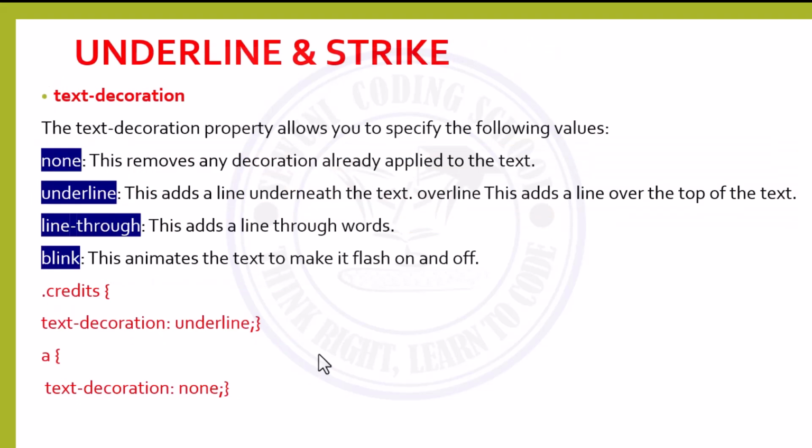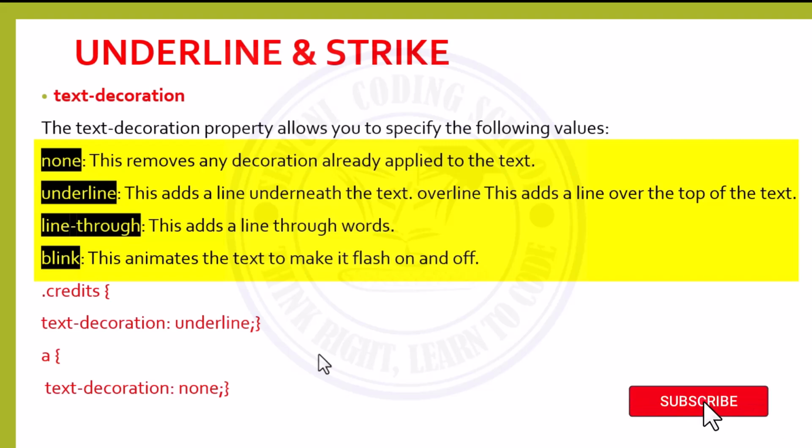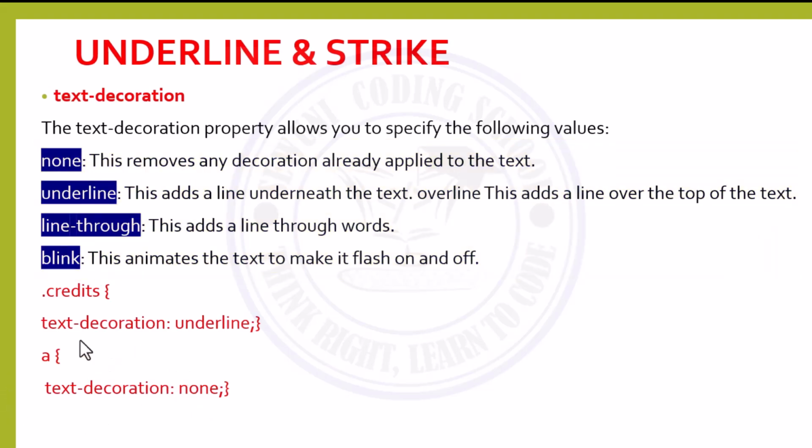Now let's talk about underline and strike. For these we use a property called text decoration. Text decoration allows you to specify values such as none, underline, line through, and blink. When you use blink, it means you are trying to animate the text. You make it flash on and off. Line through adds a line through words, as in strike through when you are using MS Word. Underline puts a line under a text. Overline adds a line over the top of the text. Another value is none. This removes any decoration already applied to the text. This is how text decoration applies to a particular element. We're also going to explore that one.